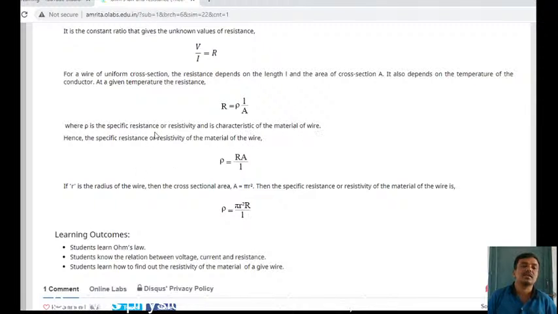It depends upon the nature of the material. The resistivity formula from the above equation is, you take A to the left side, you will get RA by L. And A is the area of cross section of the wire. The area of cross section of the wire is pi r square. Then we write it as R into pi r square by L. This is the formula for the resistivity.